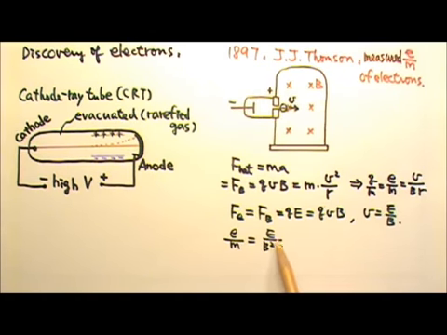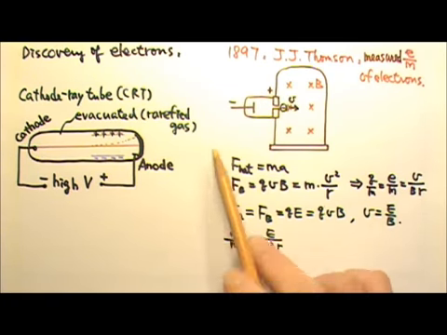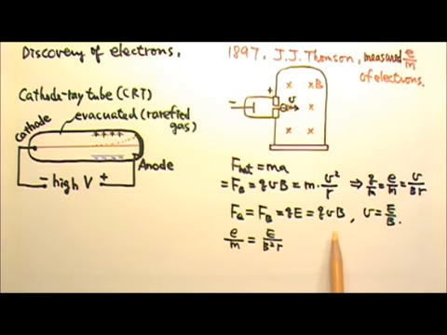J.J. Thomson could measure and calculate the strength of the electric field and the magnetic field he applied. He could also measure the radius of the path from the photograph, so he could calculate the e/m ratio. If you remember, in the magnetism unit, this setup becomes very useful as mass spectrometers.